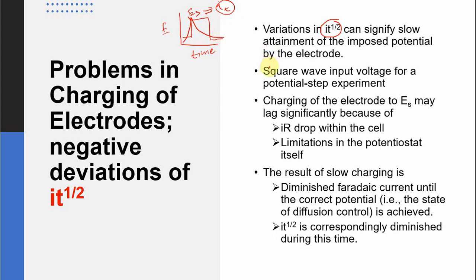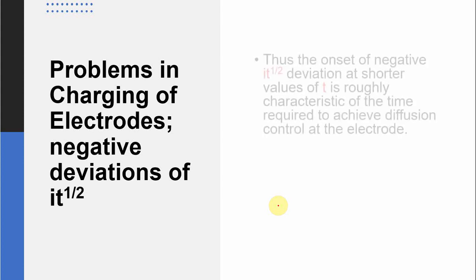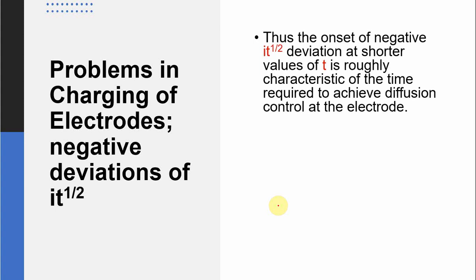Now this product can accordingly diminish in time during this period, and once the sufficient voltage step potential is achieved, then the problem will be solved, but obviously it will lag behind. So the onset of the negative it to the square root of t deviation at shorter values of time is roughly characteristic of the time required to achieve diffusion control.